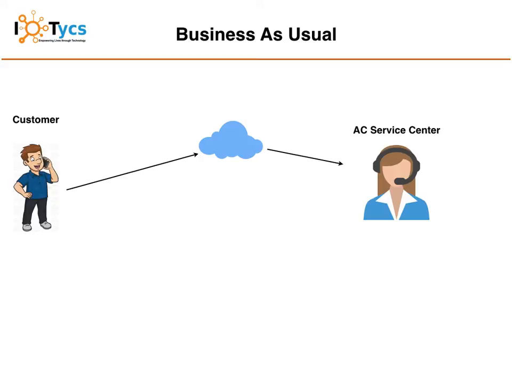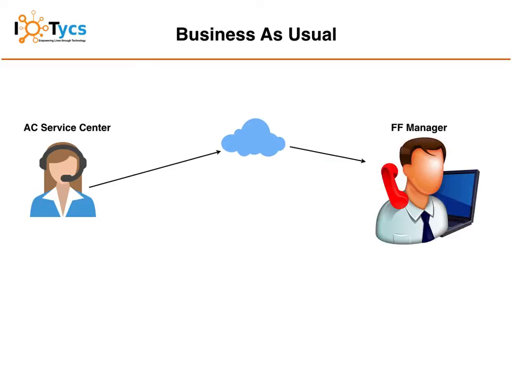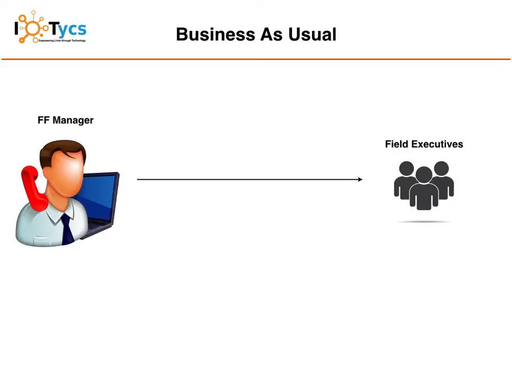Customer A calls the AC service center and registers the complaints about their air conditioner. The AC service provider fixes an appointment with the customer. The AC service call center informs about this appointment to the field force manager. So the field force manager, after clarifying or asking any queries and questions, finally accepts it, and then he shares this information with his field executives.